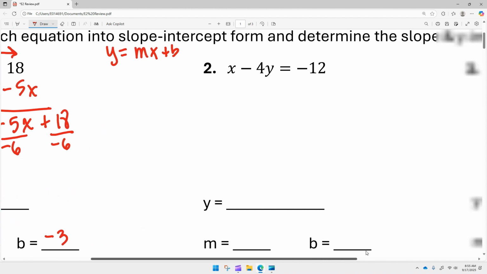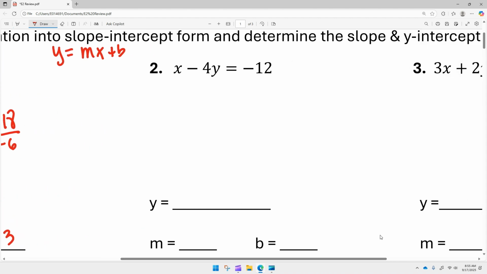All right, I'm going to look at number 2 and handle number 2 a different way. So in number 2, we're going to find our x- and y-intercepts. So I have x and y. Our y-intercept is when x is equal to 0, and our x-intercept is when y is equal to 0.